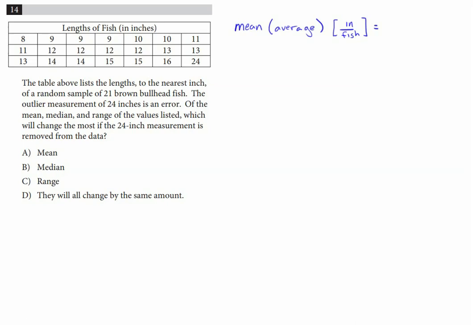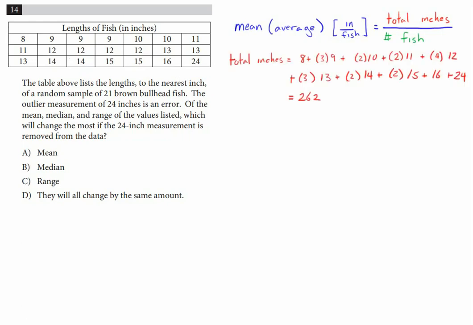Mean is the average. So each of the numbers here is the length of a fish, and we want the average basically in inches per fish. So in order to do that, we're going to have to find the total number of inches and divide that by the total number of fish. So to get the total number of inches, we're going to add up all the values in this table.